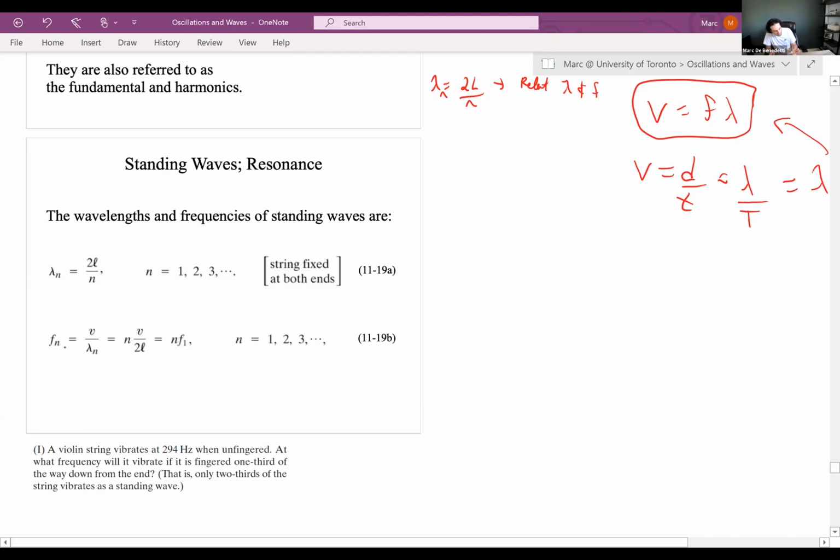And the n is what we call the harmonic number. So the fundamental frequency is when n is equal to 1, and then we have a second harmonic, third harmonic, and that's when you increase the number of nodes by 1.